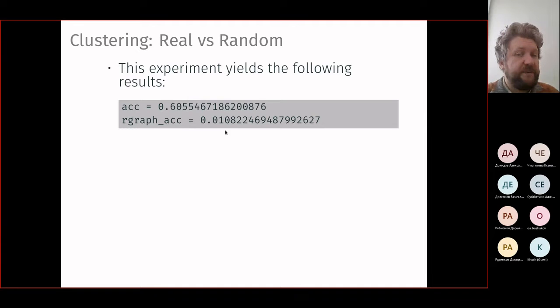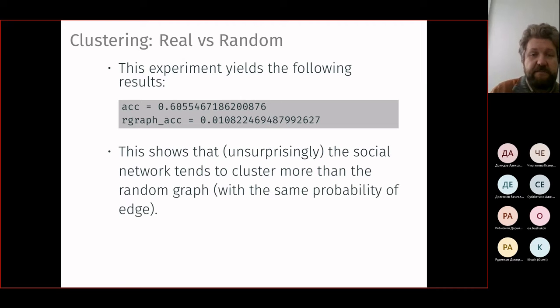While for the random graph, it's really small. It's 1 divided by 100. So it's a dramatic difference. This means that unsurprisingly, the social network tends to cluster much more than the random graph with the same probability of edge. So the number of edges, the density of edges, is basically the same.